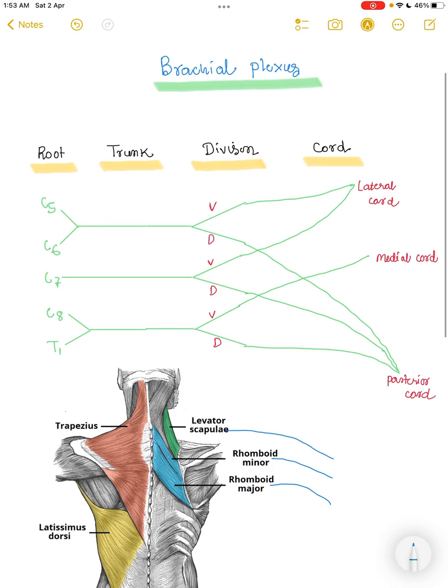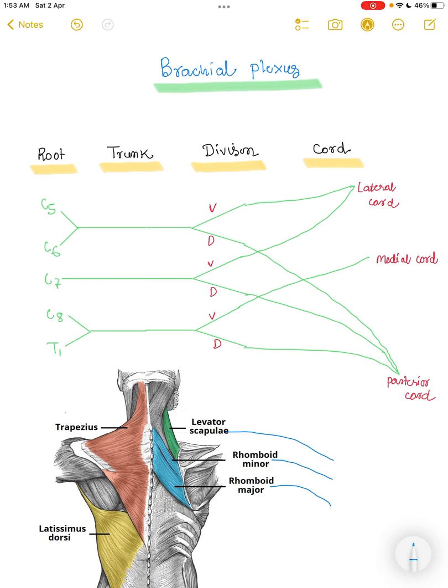Hello friends, today we are going to discuss the brachial plexus, and I think this is a very important topic for undergraduates and also for NEET PG and INI examinations. For the brachial plexus, we have to think of four things: root, trunk, division and cord.